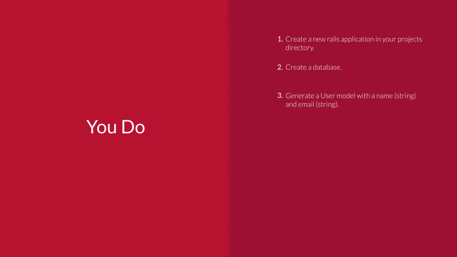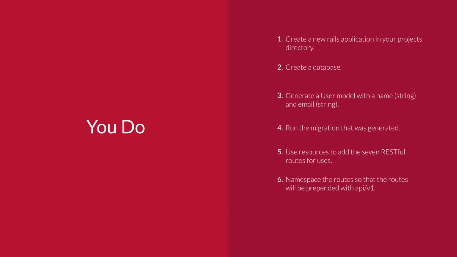Now, you need to do the following on your own. Create a new Rails application in your projects directory. Then create a database and generate a user model with a name of type string and email of type string. Run the migration that was generated. Use resources to add the 7 RESTful routes for users. Namespace the routes so that the routes will be prepended with /api/v1. Remove the destroy route from the users resource.